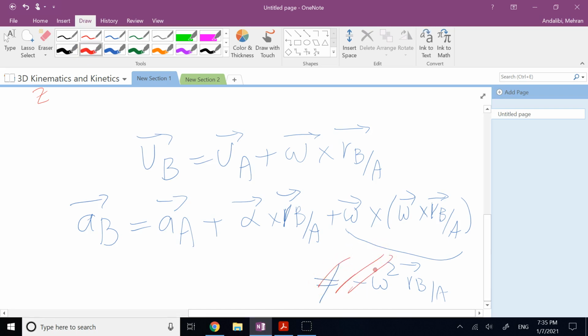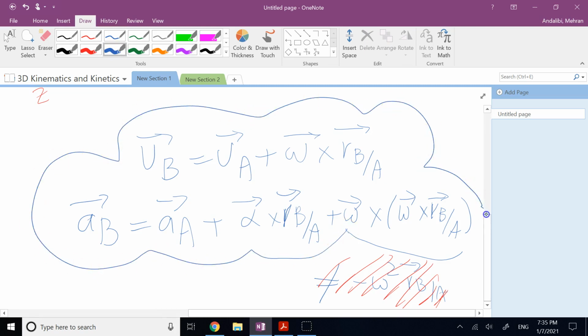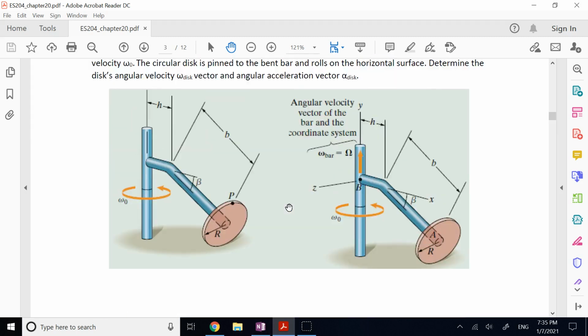It's only valid, that formula, for 2D cases. Use the general formula case. So both of these formulas are still valid in 3D. No difference. So kinematics of 3D and kinematics of 2D are not significantly different. Now let's look at that in this example.